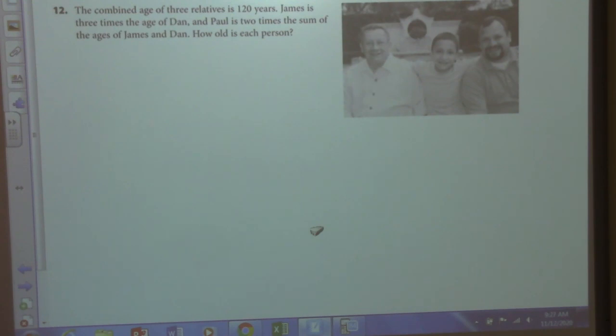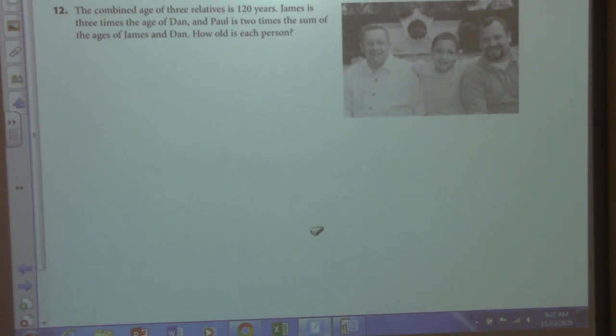I think you go like this. Paul is 80, James is 30. I got James as 10. I got Daniel as 10. Hold on, what? James is not 10. I got James as 30, because James is 3 times the age of Daniel. Paul is 80, James is 30, and Dan is 10.